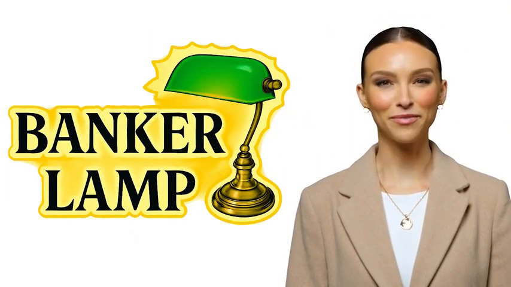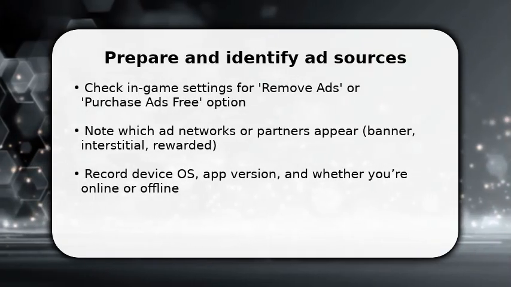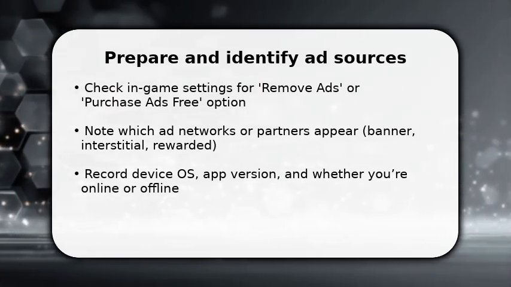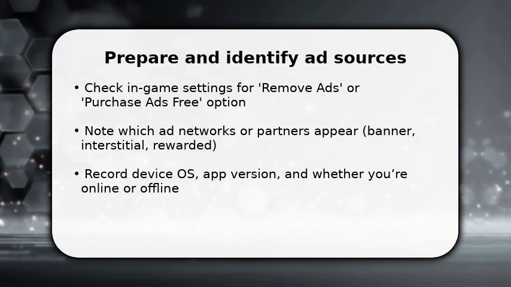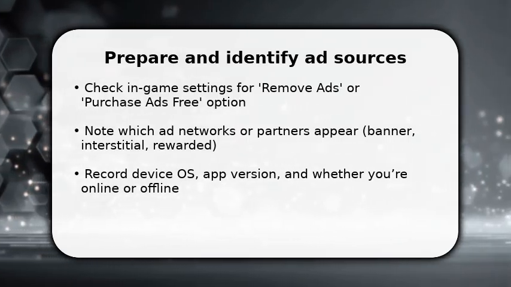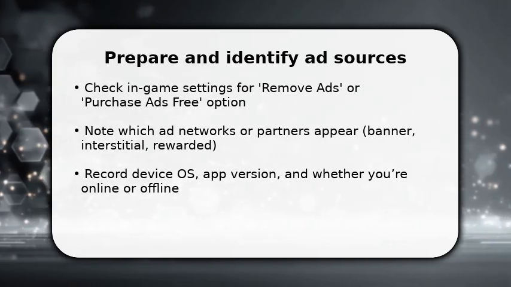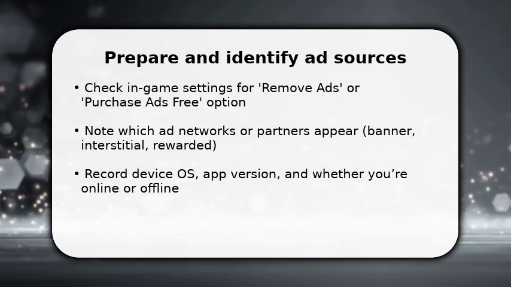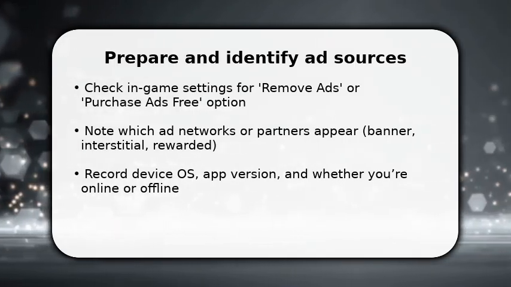Please enjoy the video. You start by locating where ads originate and what controls the game exposes. Open the app settings and look for a one-time purchase or toggle to remove ads. That's the quickest route. If none exists, inspect which ad formats show and whether they come from a known network. This tells you if blocking or offline mode will work.